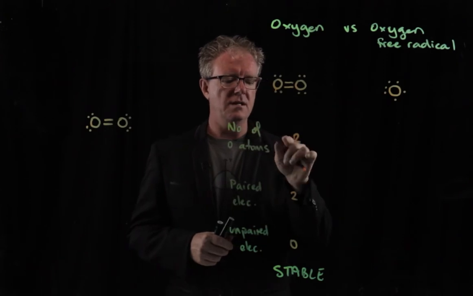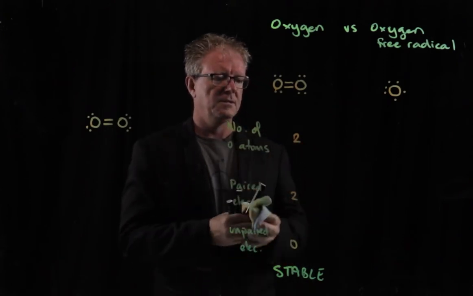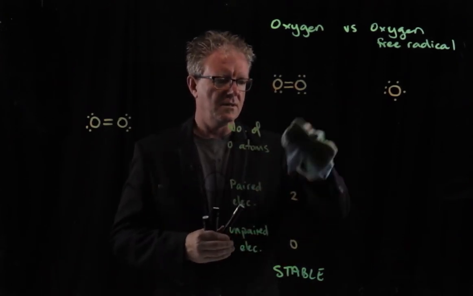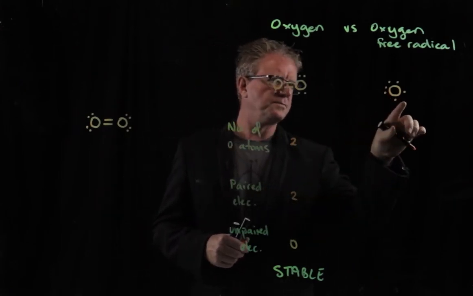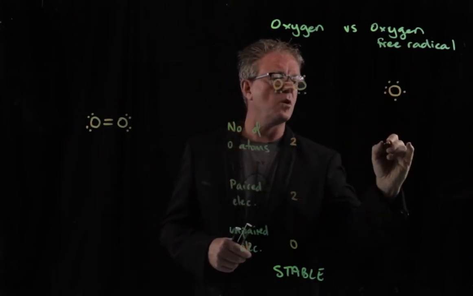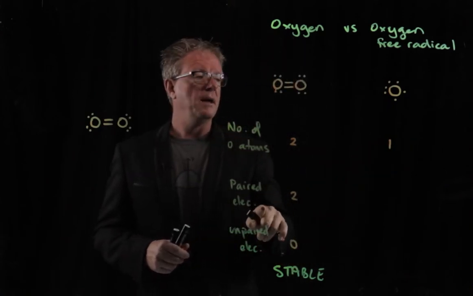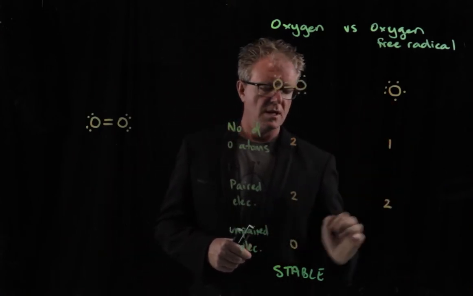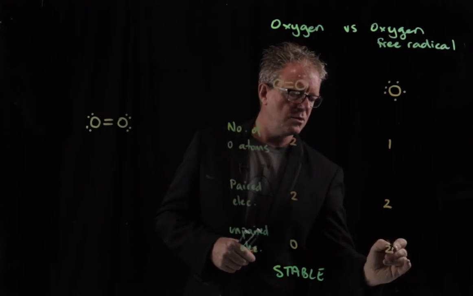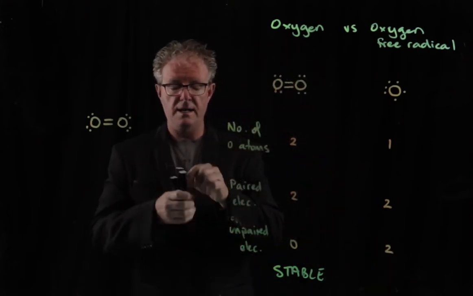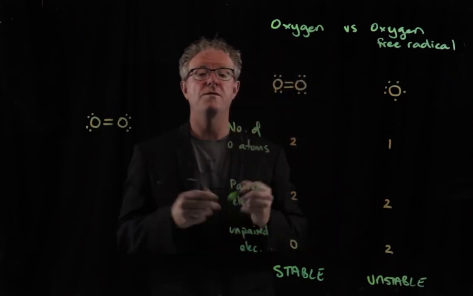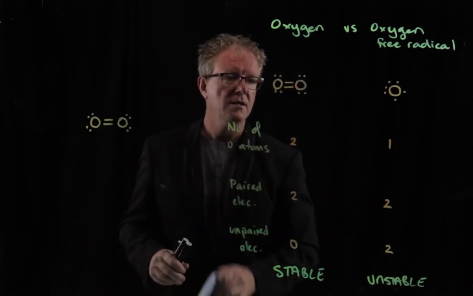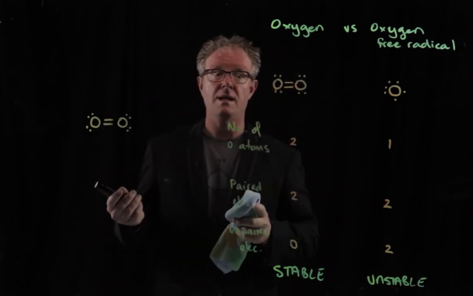Oh, look at this running here. Look at that. Don't you just love how it does that? Nope. All right, so in terms of number of atoms, we've got one. Paired electrons, we've got 2. And unpaired electrons, 2. So because of the unpaired electrons, we can say it's unstable, and therefore very reactive. Okay, even this one's running. Look at that, talking about unstable.